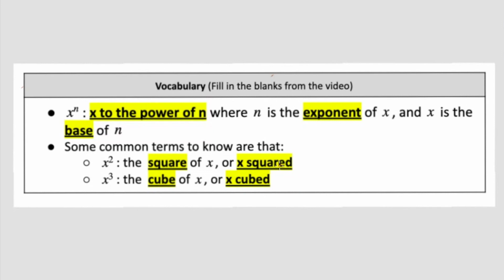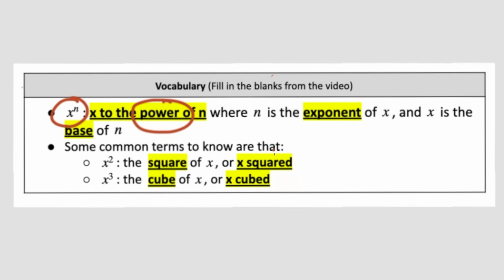Now finally, let's go over some vocabulary to wrap things up. We have here x to the power of n. That's read x to the power of n. Power is a really important thing here, where n is the exponent of x and x is the base of n. These are some terms that we're going to be using throughout this module, so it's really important that you learn these now. Some common terms to know are that x to the power of 2 is read as the square of x, or x squared. And finally, x to the power of 3 is the cube of x, or x cubed.